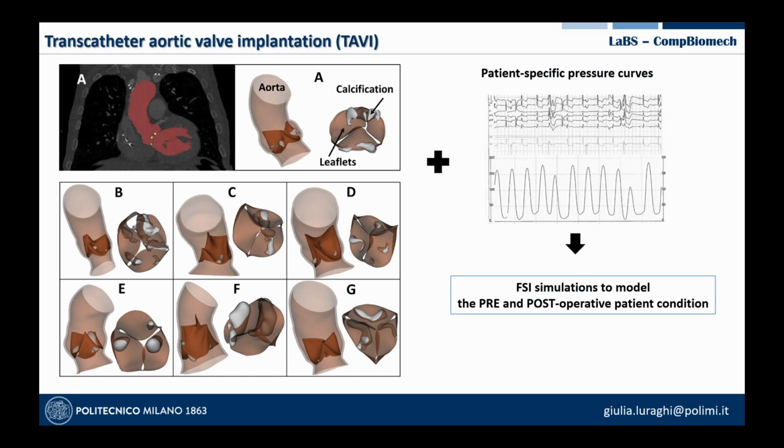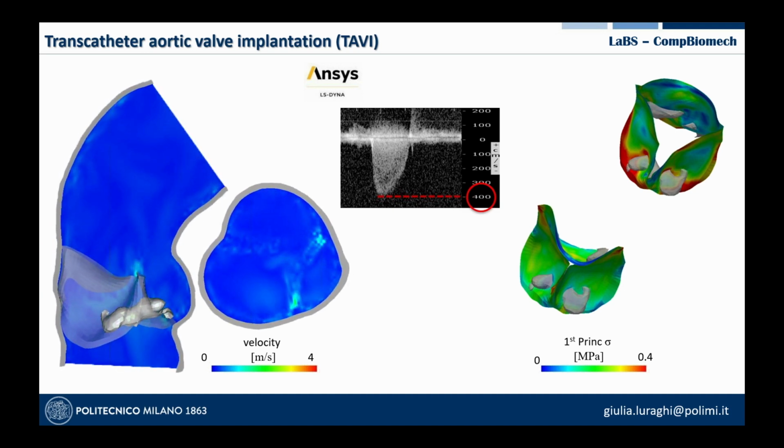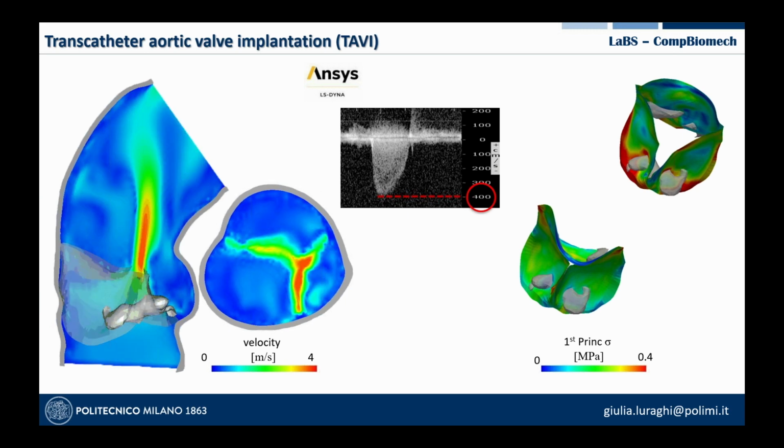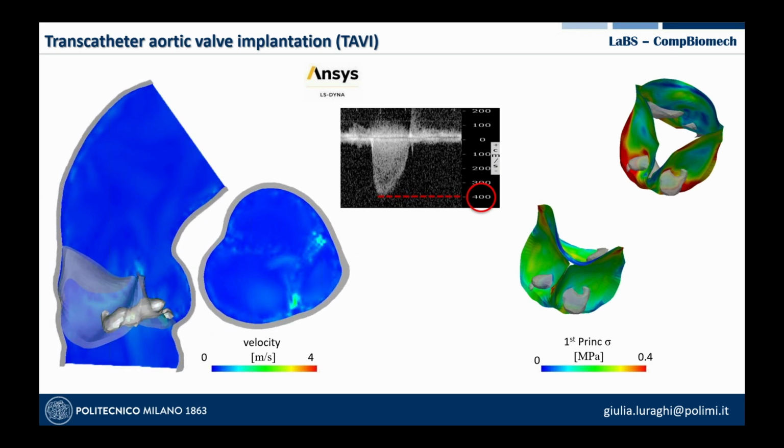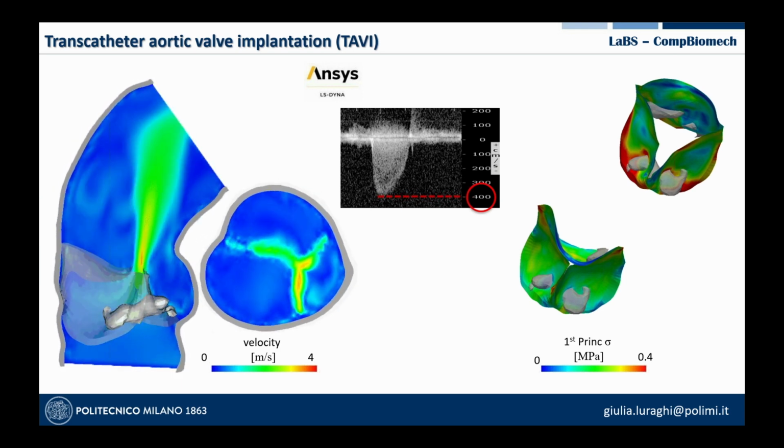Since we need to run fluid structure interaction models, we need some pressures used as a boundary condition on the fluid domains. So we have the patient-specific pressure curves, and then we extrapolate the pressures that we need to apply as a boundary condition in the model. And you can see here the final results of the HFSI simulation. So we have a strong coupling between the fluid domain, modeling blood, and the aorta and native leaflets and calcification. All these three parts are deformable parts with a two-way fully coupled with the fluid domain.